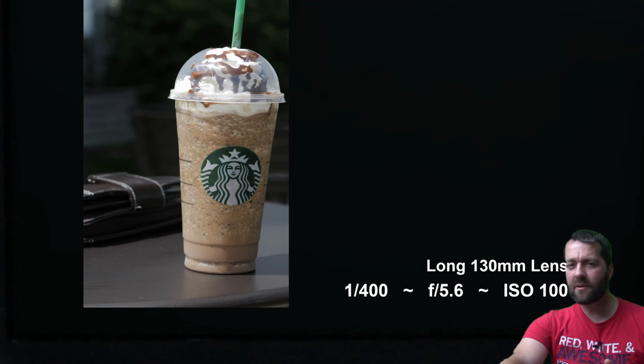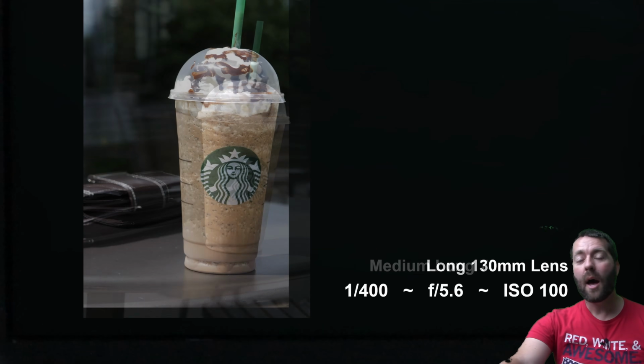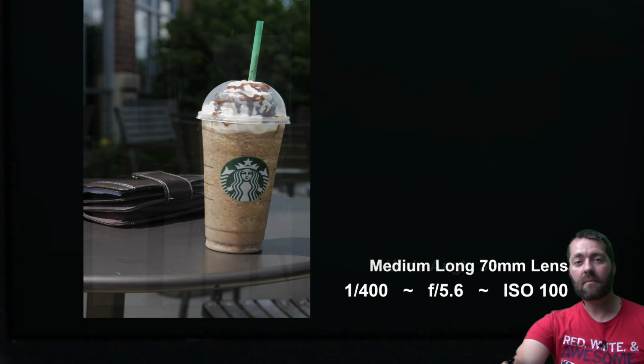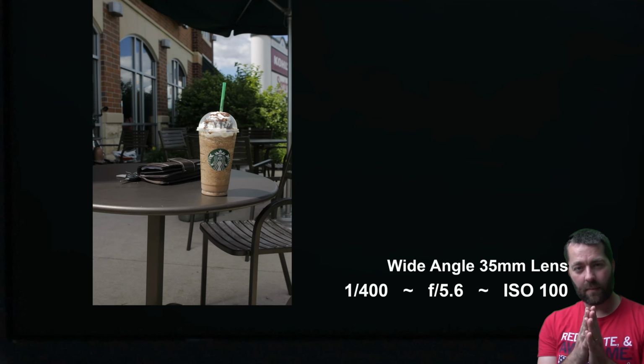Here, the camera settings are not changing. We're consistently the same aperture, the same shutter speed, the same ISO, but the only difference is the depth of field and what's in the frame is a little bit different. A wider angle lens will have more in focus. A longer lens will narrow that depth of field.